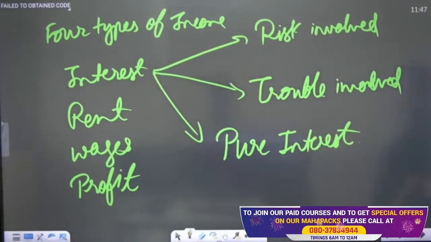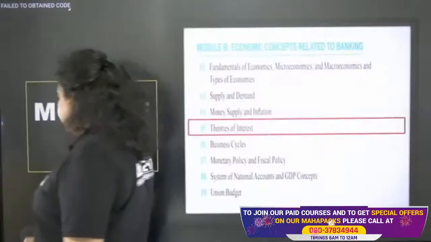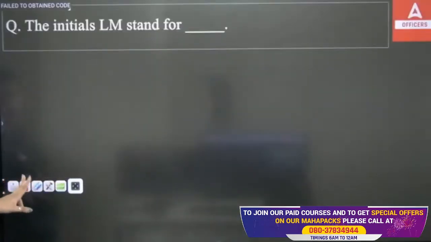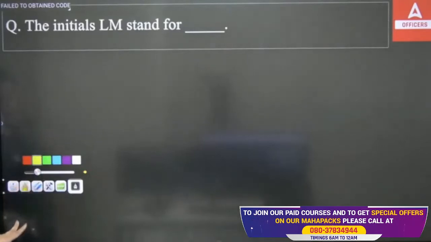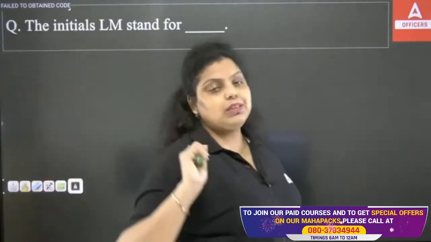Okay, so this is the basics of the types of income and the 3 elements of interest. Now let's start with the questions. In the form of questions, we will discuss the further chapter. Also, do let me know in the comment section how many answers you are getting correct, and let me know at the end of the session.